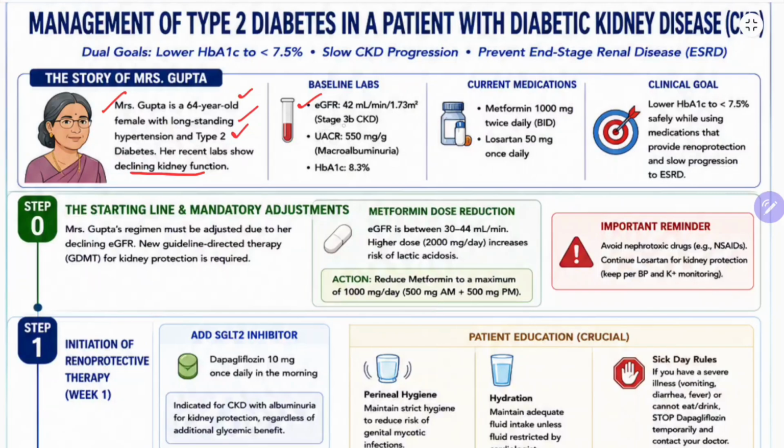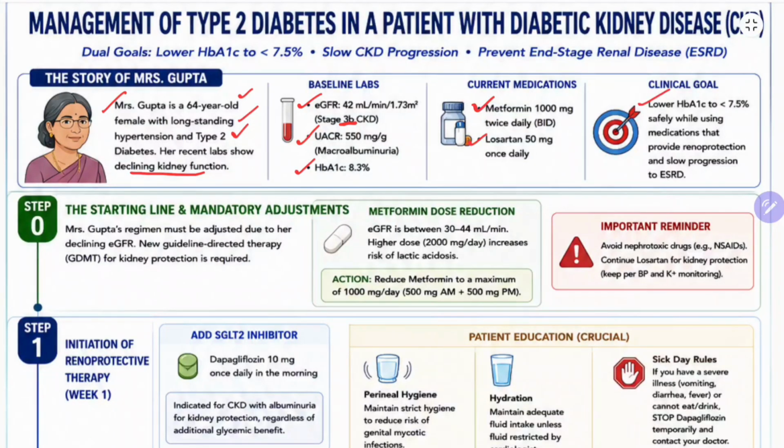eGFR is 42 ml, so it is stage 3B. And if you measure UACR, urinary albumin creatinine ratio, there is macroalbuminuria. So that is a marker of nephropathy and retinopathy, microvascular damage. Okay, so macroalbuminuria. HbA1c is 8.3%. Current medication, she is on metformin 1000 mg twice daily, and ARB, that is losartan 50 mg once daily.